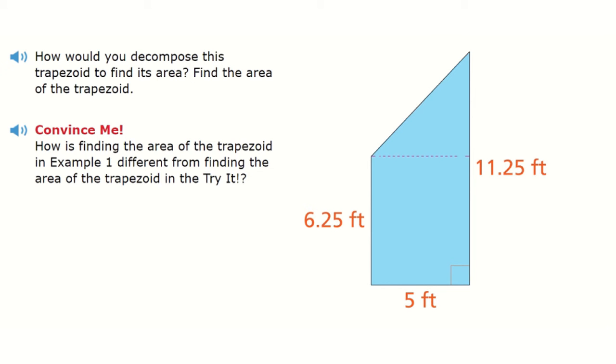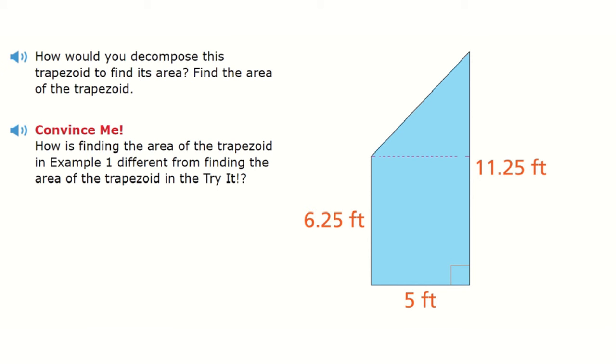And remember, parallelograms are squares or rectangles, rhombuses, or these shapes right here. Note that is not perfect, but hopefully that helps you remember what exactly it is we're talking about when we say parallelograms. So the question asks us, how would we decompose this trapezoid to find its area?